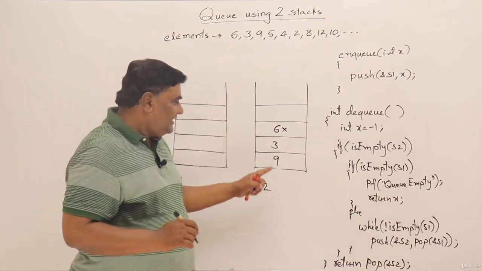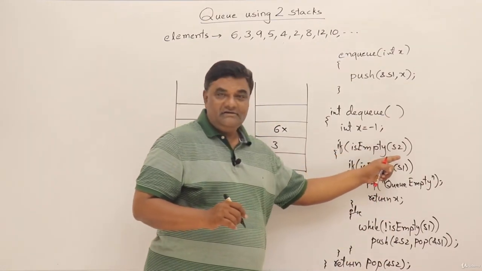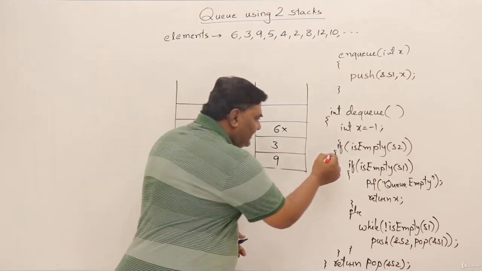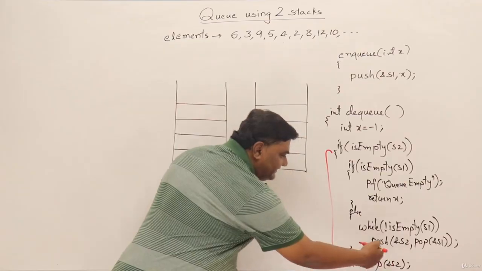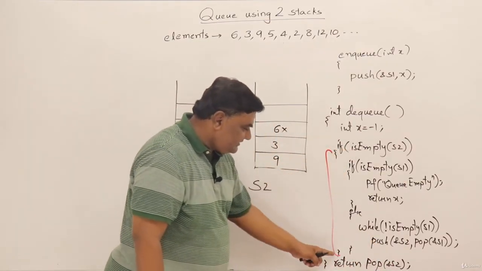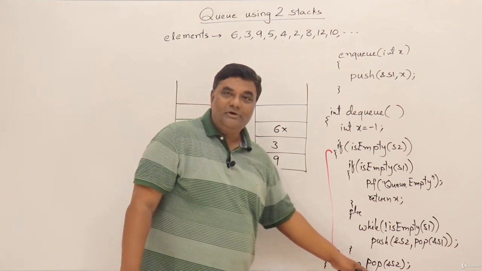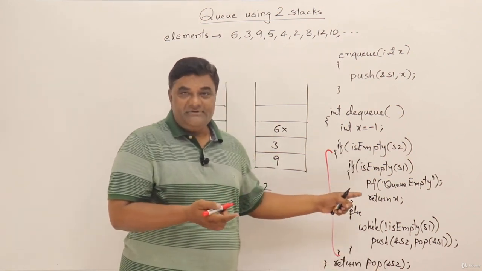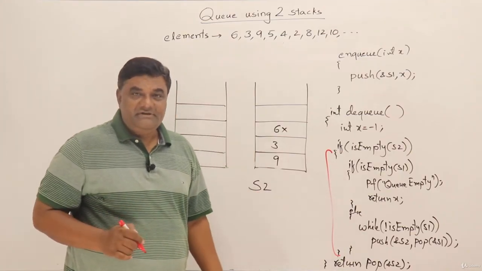Once again, I'll explain. If S2 is empty, then transfer. If it is not empty, then it will directly return the element from S2. If S2 is empty, then it will enter into this if, otherwise it will directly pop out the element from S2. So we have to check whether Q is empty or not because we cannot delete if it is empty.